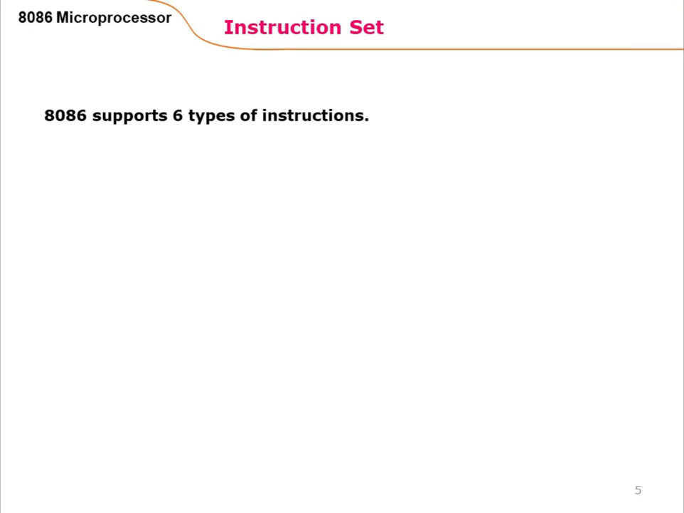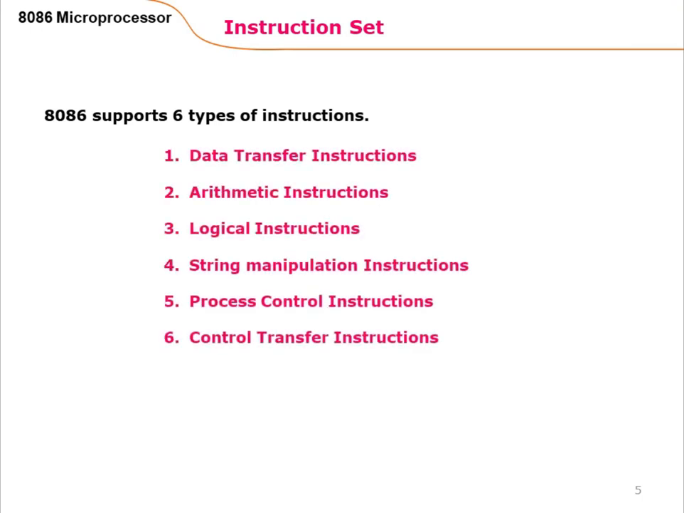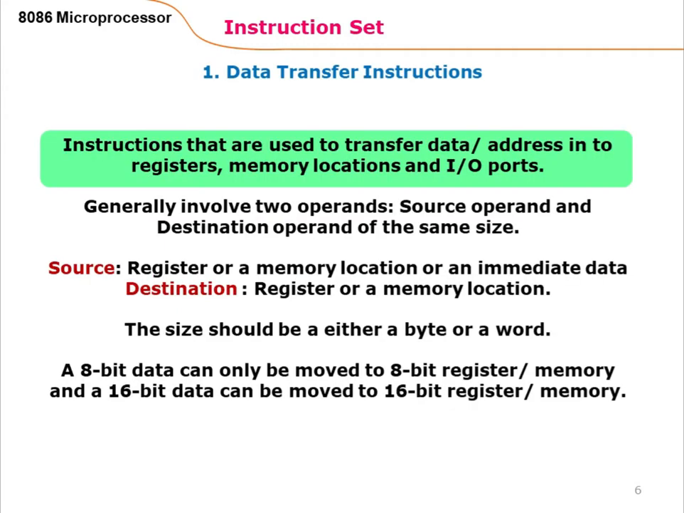Now the 8086 supports 6 different types of instructions: data transfer instructions, arithmetic instructions, logical instructions, string manipulation instructions, process control instructions, and control transfer instructions. So the first instruction set is data transfer instructions.